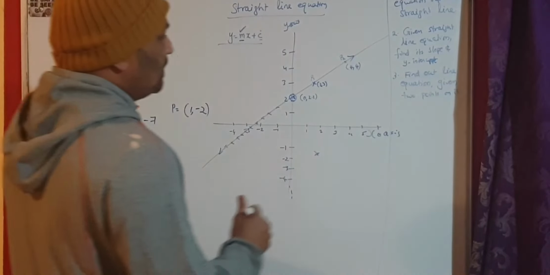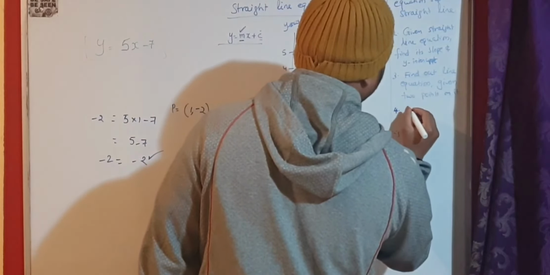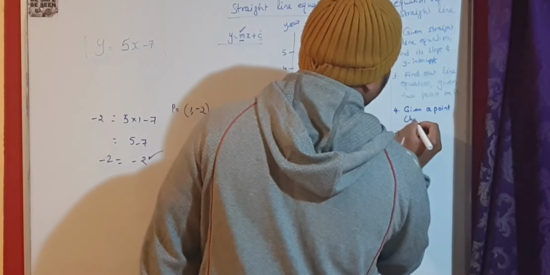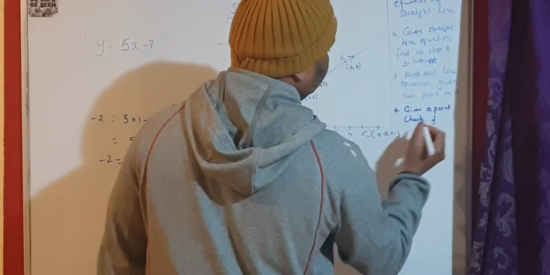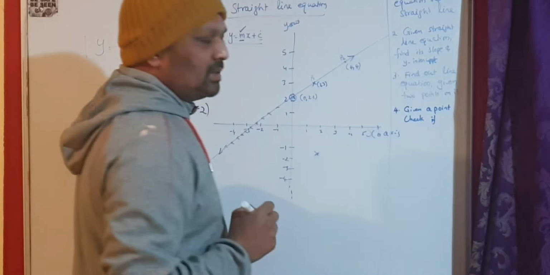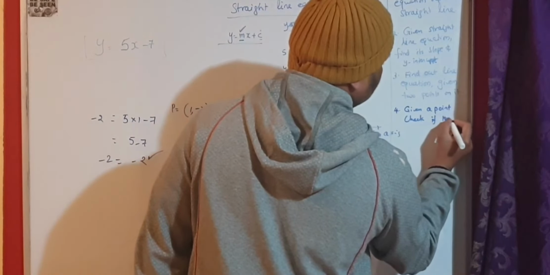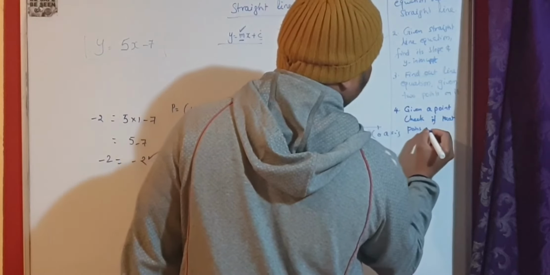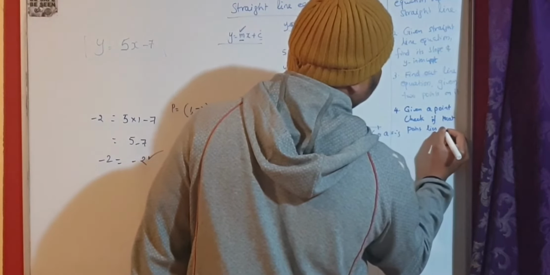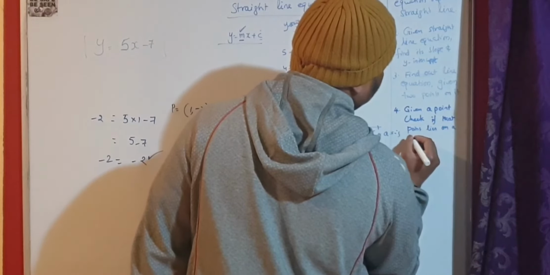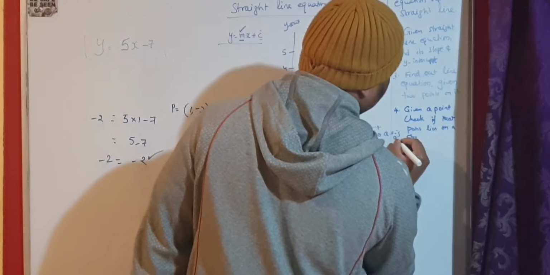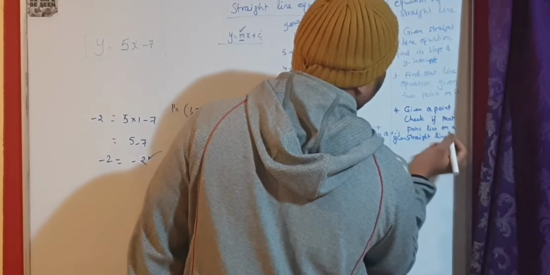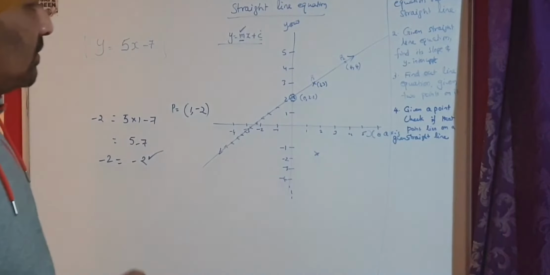Okay, so what did we learn? Check if that point lies on a given straight line. So we learned those four concepts.